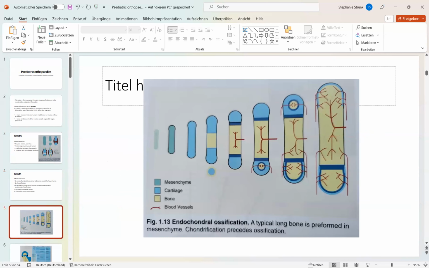So this is what that looks like. Mesenchyme is replaced by cartilage, replaced by bone in the middle, with blood vessels growing into it, and secondary ossification centers with blood vessels going into them. And this is what it looks like later. This is just a typical long bone.